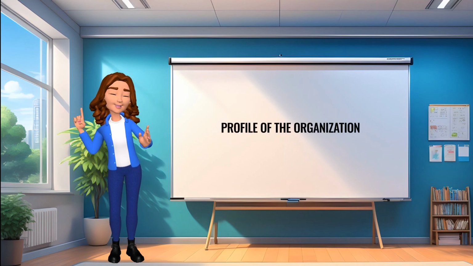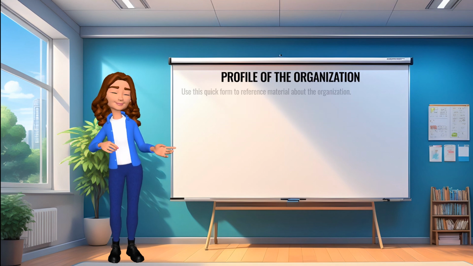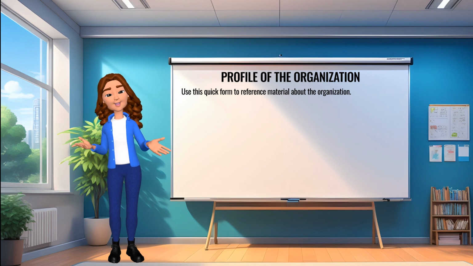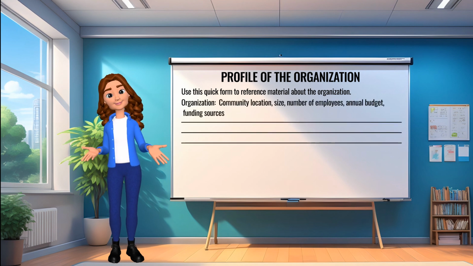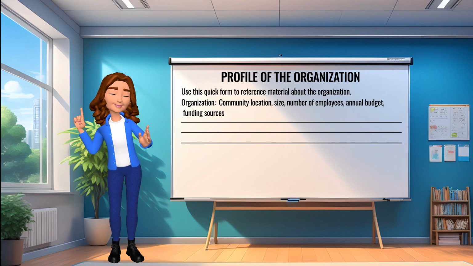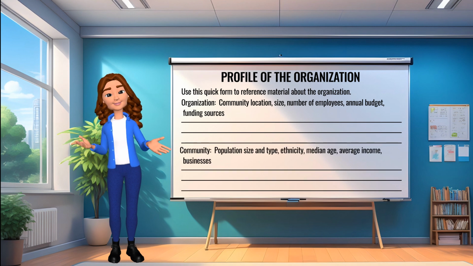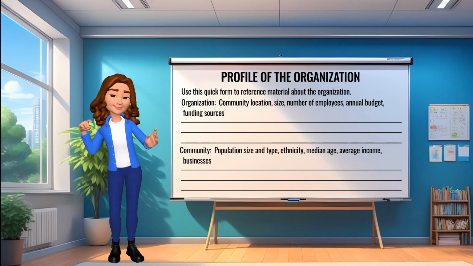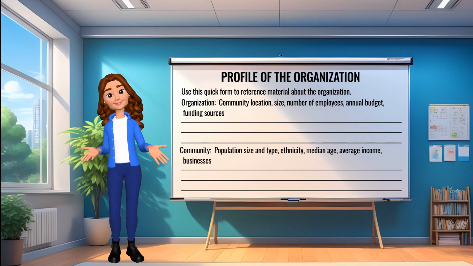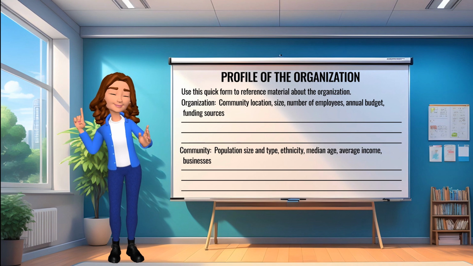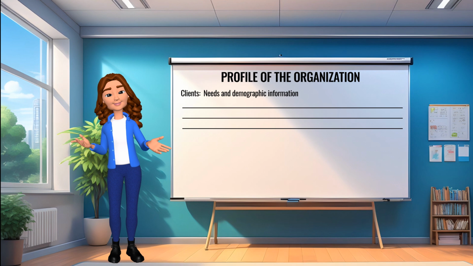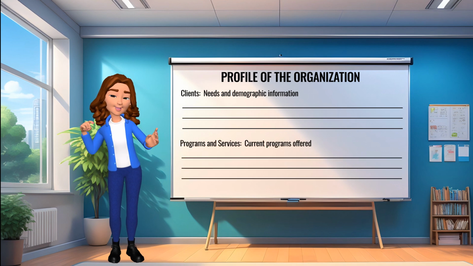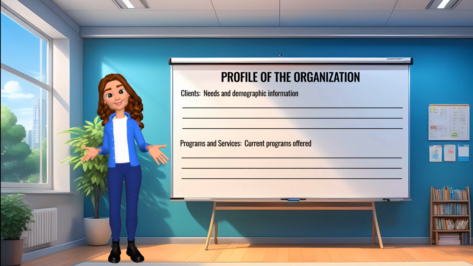Profile of the organization. Use this quick form to reference material about the organization. Organization, community location, size, number of employees, annual budget, funding sources. Community, population size and type, ethnicity, median age, average income, businesses. Clients, needs and demographic information. Programs and services, current programs offered.